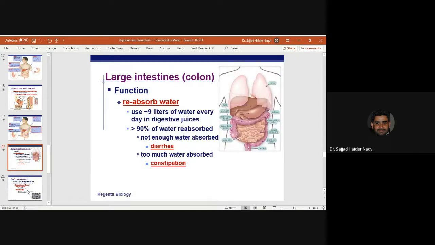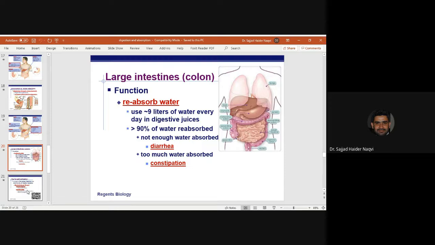Finally, we have the large intestine, which is the colon. And the functions of the colon are, number one, to reabsorb water. Whatever is not absorbed from the small intestine will reach the large intestine, and it has a lot of water in it, and we don't want to waste that water. The digestive tube uses approximately 9 liters of water every day, and 90% of that water is reabsorbed by the large intestine, in the colon.